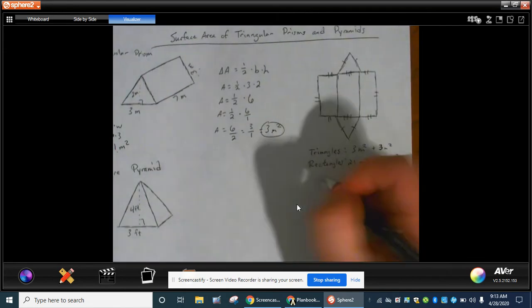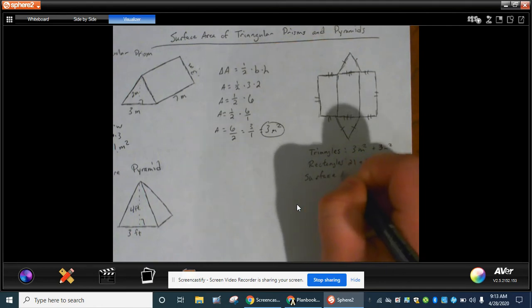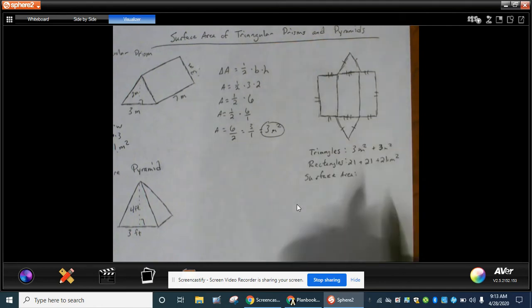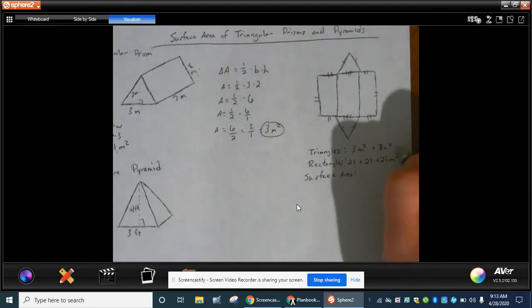Now to figure out what my surface area is, I need to add all of these sides up. So I got 3 plus 3, which is 6. So I'll put over here 6 square meters. Don't forget you can use a measure.